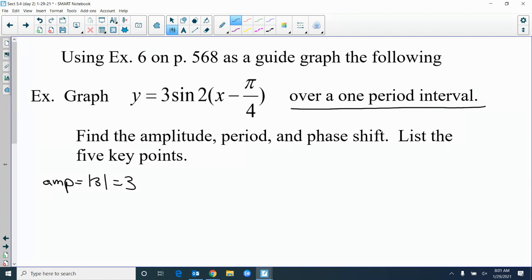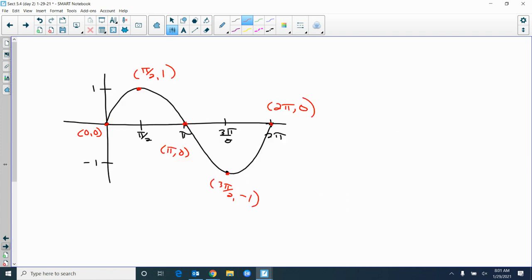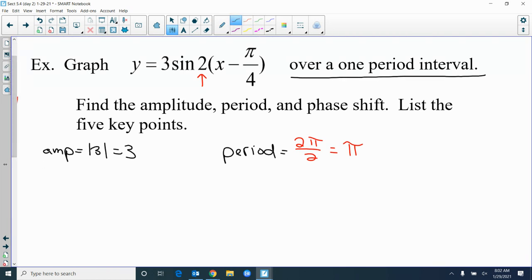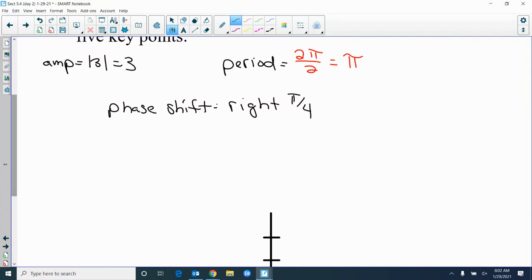The period. The period is determined by this constant right here, and it's 2 pi divided by that constant. So it is pi. That means it's going to make one cycle. Instead of going all the way to 2 pi, it's going to just take pi to make one cycle. And then the phase shift is going to move this right pi over 4. Okay, so now we've got the 5 key points.